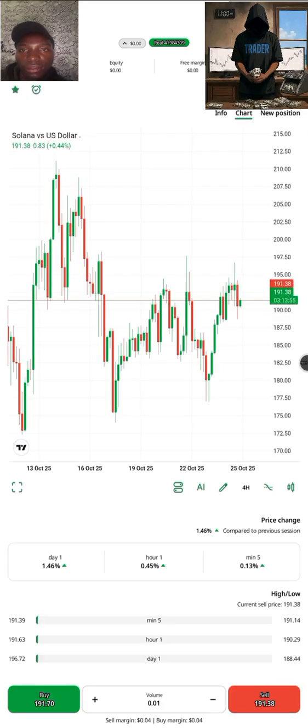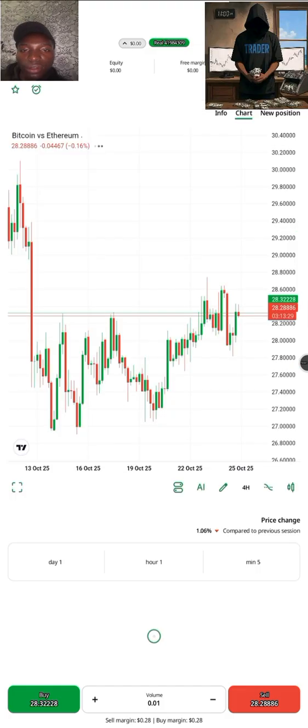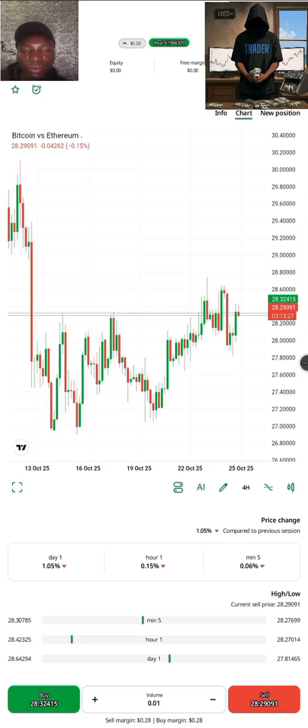Solana versus US dollars. It is 0.04. For beginners, I would advise you to just use Solana, because with Solana you can use a simple strategy and a simple target, and you can grow your account. For me, if I don't have enough money in my account, I just use Solana, trade with it during the night, and in the morning I fund my account with $2 to $5 above it.